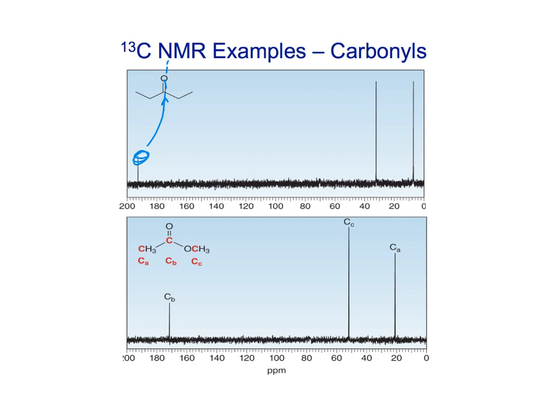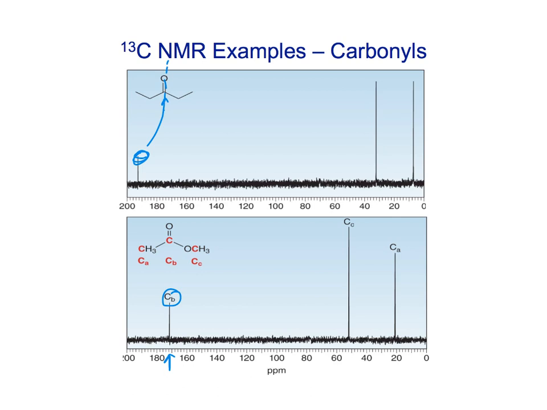Okay, the one below is for an ester. And so notice that the carbonyl here is more at like 170. So the ester is 170, the ketone is almost 200.